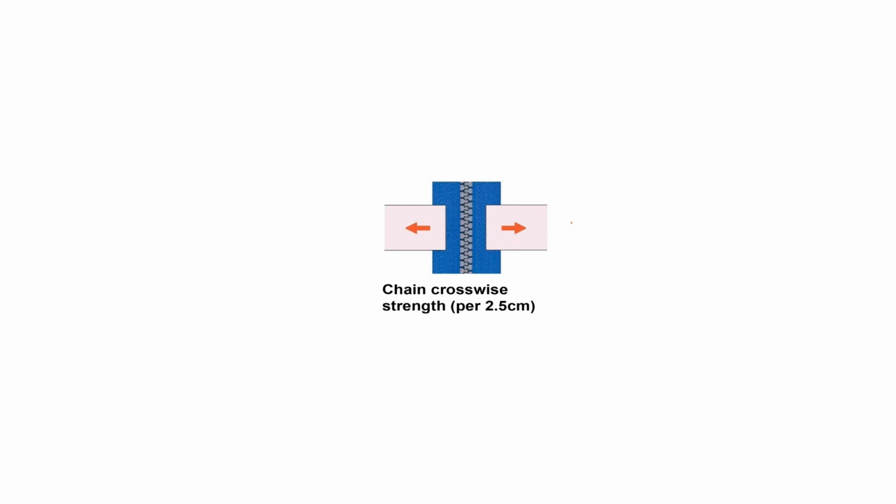One such test is called chain crosswise strength per 2.5 centimeter, and it is judged not by mere pulling. Then the question comes, students, how will we judge this strength? You see, these kinds of things are judged only by some tensile strength instrument, or an Instron specifically. They have such facilities to do the testing of chain crosswise strength. This is important when any inspector inspects a zipper.